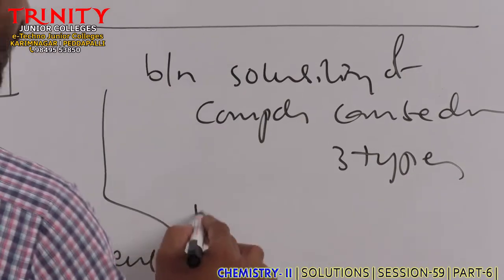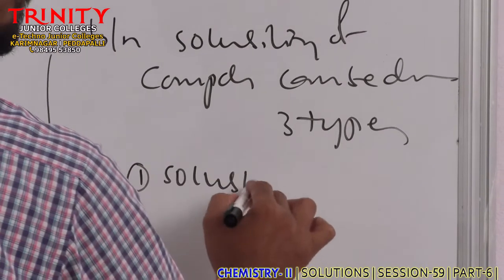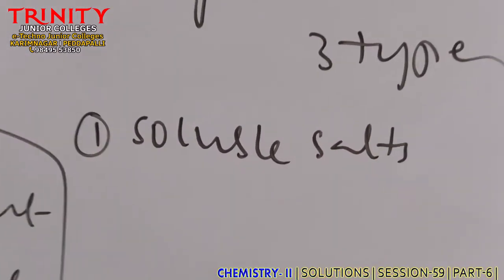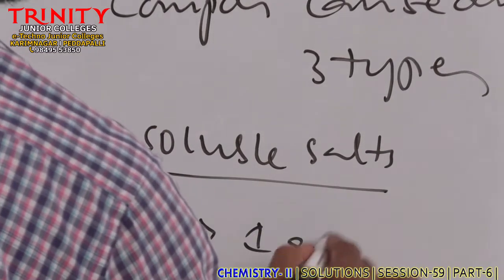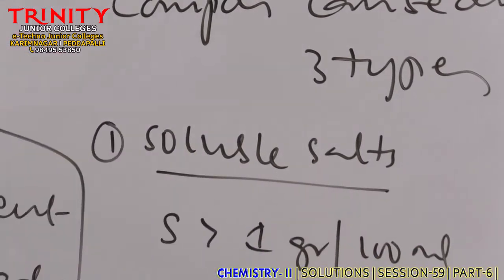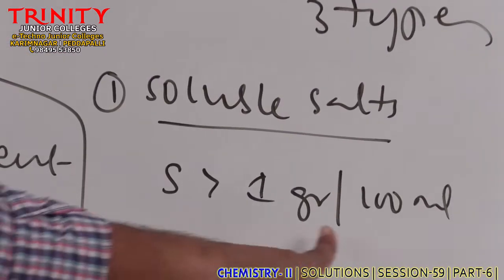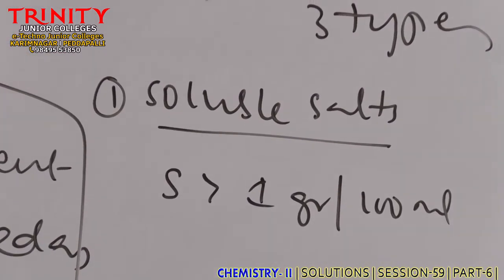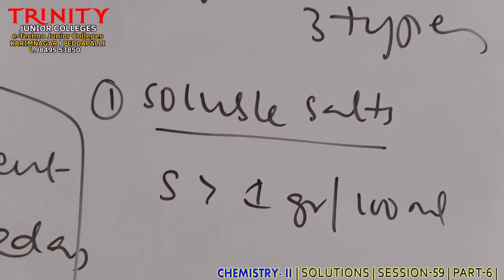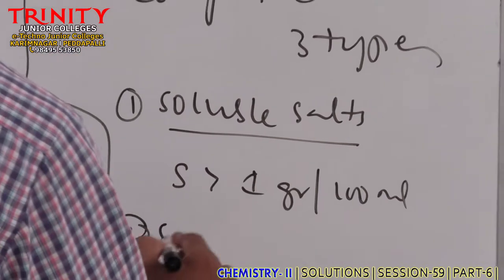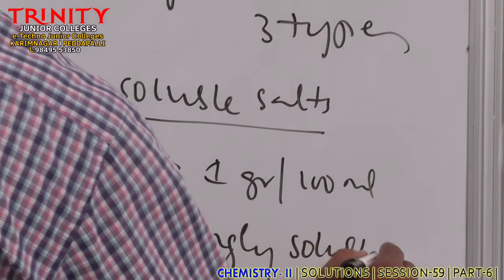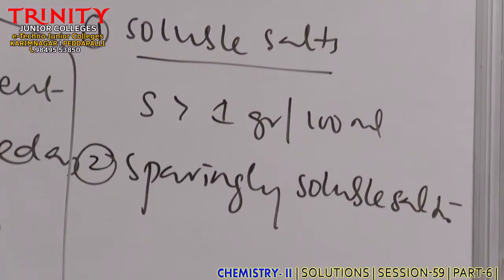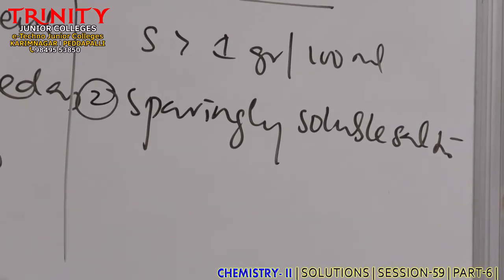The first one is soluble salts. What are soluble salts? Those whose solubility is greater than 1 gram per 100 ml of solvent. If solubility is greater than 1 gram per 100 ml of solvent, it is said to be a soluble salt. Second one, sparingly soluble salt. Sparingly soluble salts means those whose solubility is less.